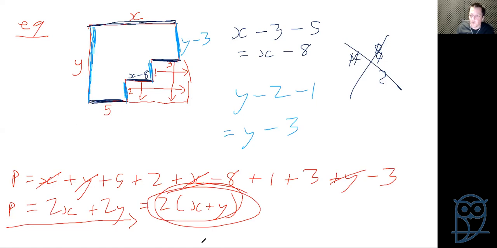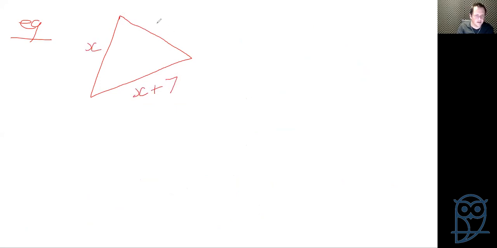Now that was magic. But what about if I give you another shape? Here's a triangle. One side is x, one side x plus 7, one side x plus 5. And I say to you, calculate my perimeter.